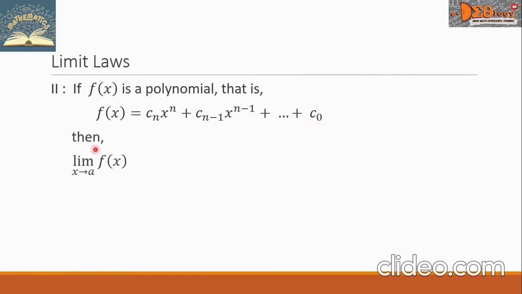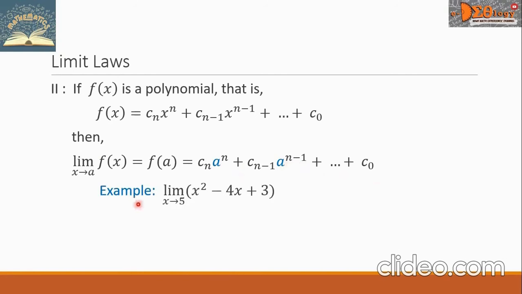Then the limit of the function f of x as x approaches a can be evaluated into f of a. That is, we're going to change all x in the polynomial function by the value a. So we have here c sub n times a raised to n plus c sub n minus 1 times a raised to n minus 1 plus some terms that follow this pattern plus the constant c sub 0.